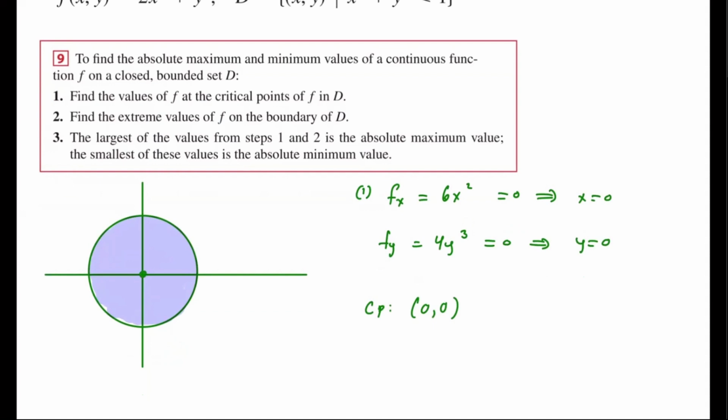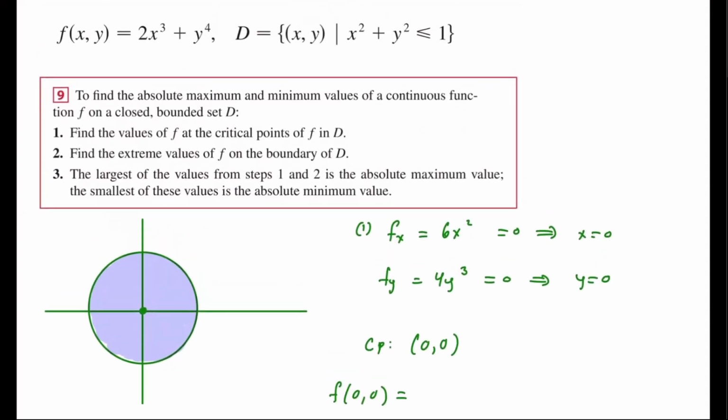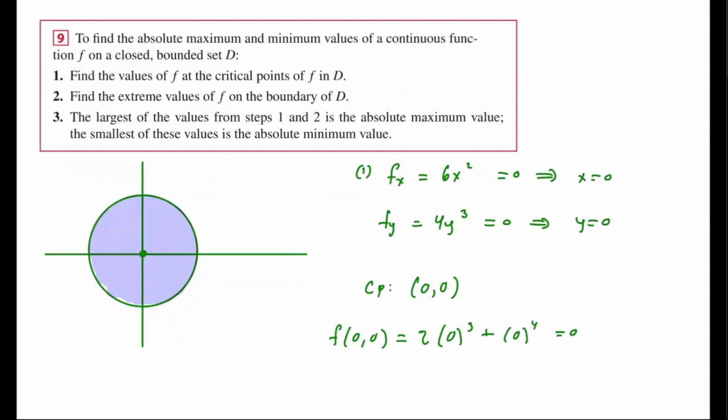That's in the region. So we can compare the function values. And step number 3, let's go ahead and find f at (0, 0). So then we can hold on to that. So I plug this into the original. I will have 2 times 0 cubed plus 0 to the 4th. We know that's going to be 0. So let's hold on to that. This is one of our function values that we're going to compare in step number 3.